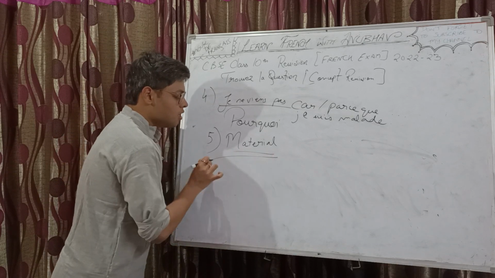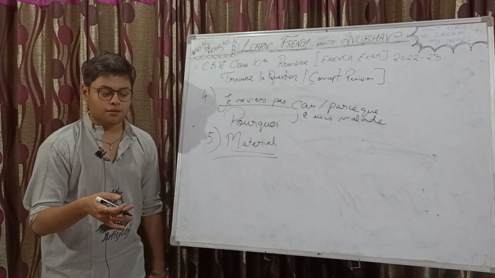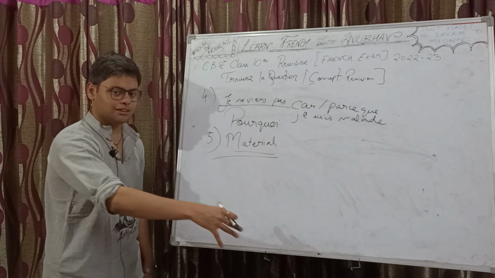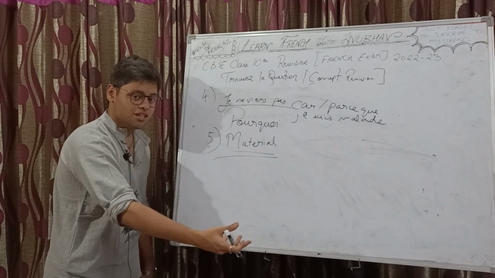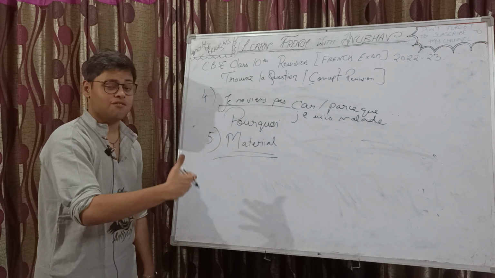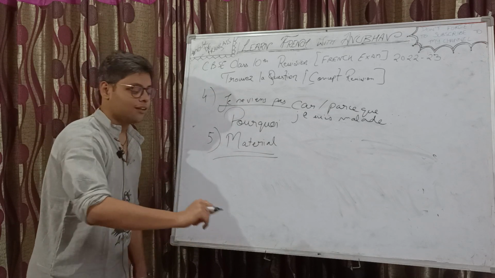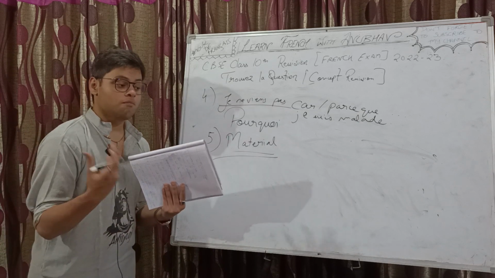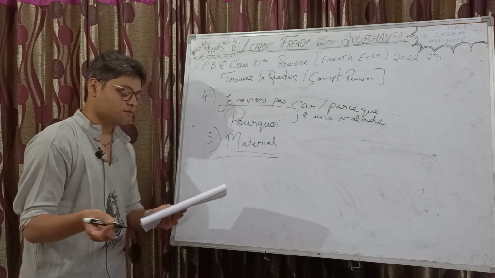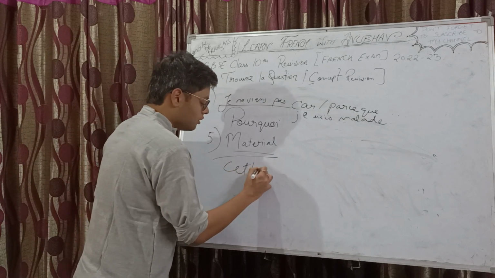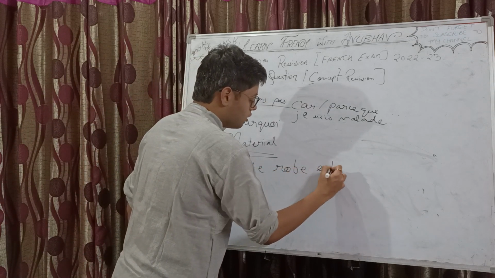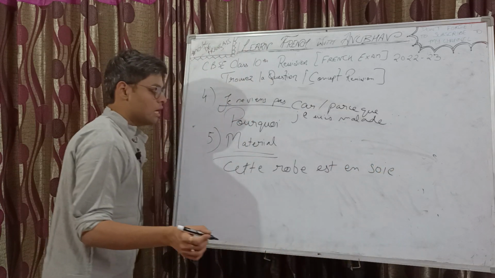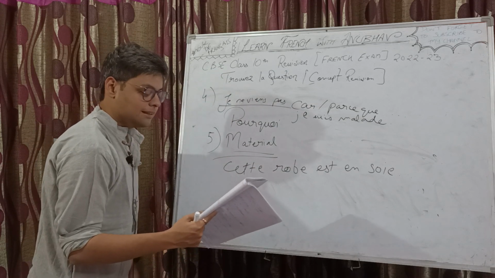Fifth is material. Now, what do I mean by material? Some object is made up of what? The dress is of cotton, the dress is of silk, the table is of wood. Like that, in that sense. The statue is of this or that metal. So, in what manner are we going to frame a question for such a reply? For example, cette robe est en soie. This dress is of silk.